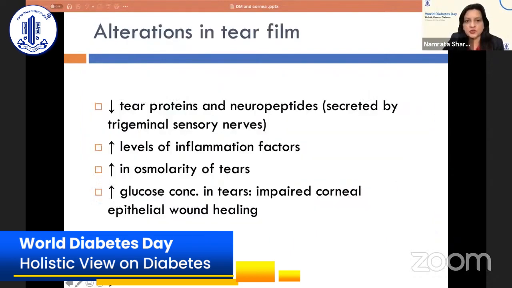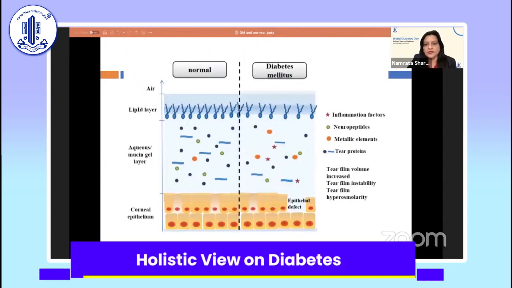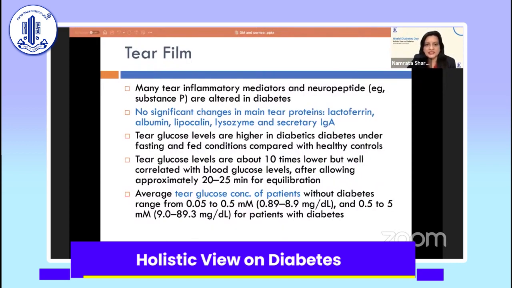What are the changes which occur due to diabetes? Of course, most of it is research and may not translate clinically. If you look at the alterations in the tear film, there is a decrease in the tear proteins and neuropeptides. The inflammatory markers are increased. The osmolarity of the tears is increased, and glucose concentration in the tears is also increased, which may be responsible for impaired corneal epithelial wound healing. This schematic diagram shows how inflammatory factors, neuropeptides, metallic elements, tear proteins, all in diabetes mellitus on this half are increased, and this can lead to epithelial defect as well as features of dry eye, which is tear film instability, as well as hyperosmolarity.